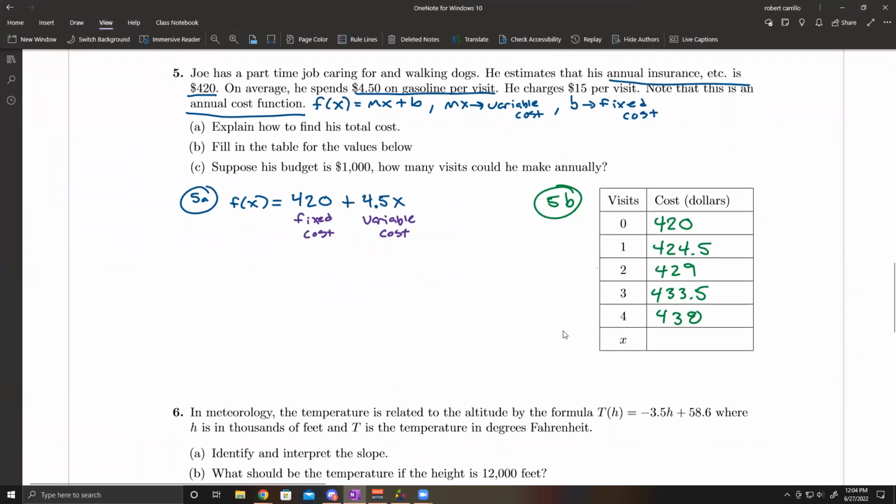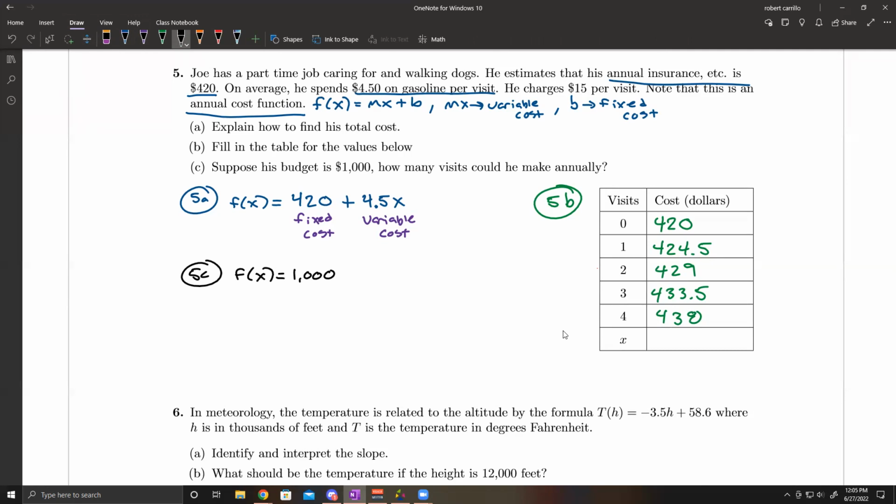Okay. So on C, it says, suppose his budget is $1,000. How many visits could he make annually? So now it's saying that Joe has $1,000 to spend, so it's giving us the total cost. So for 5C, it's saying if his total cost, his budget, is $1,000, how many visits could he make annually?